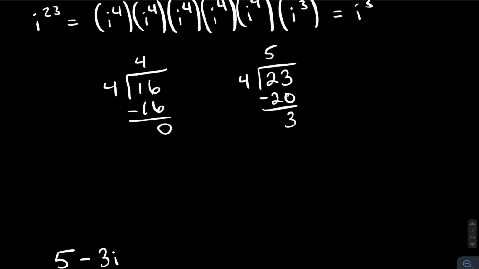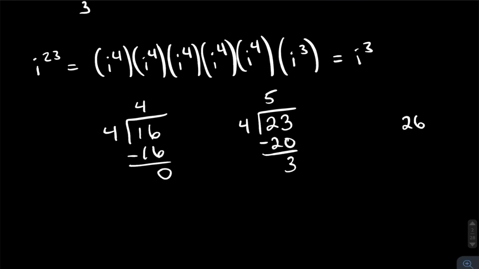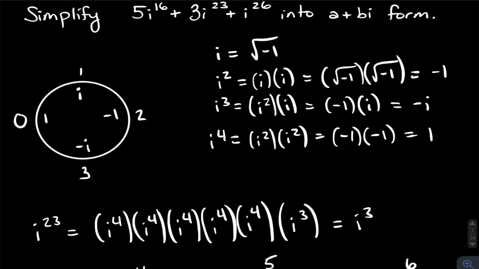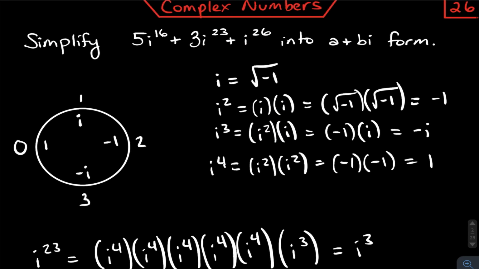Okay, let's do our last piece here. We have i to the 26th power. Let's do the same thing again. We divide 26 by 4 to see what the i is that we have left over. If we divide 26 by 4, that will go in 6 times, and then we subtract 24. We have 2 left over. Since 2 is our remainder, we're going to have an i squared left over, and i squared is negative 1. And so i to the 26th just ends up being negative 1.